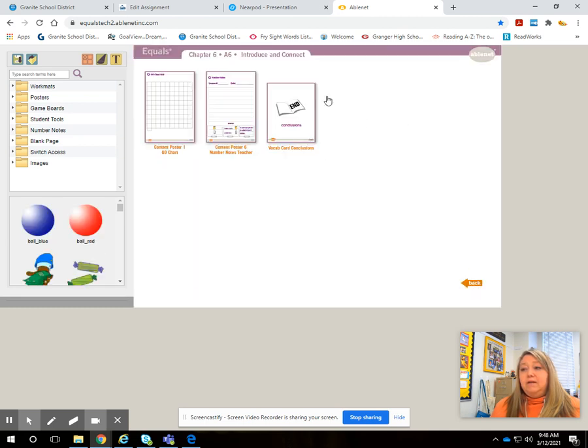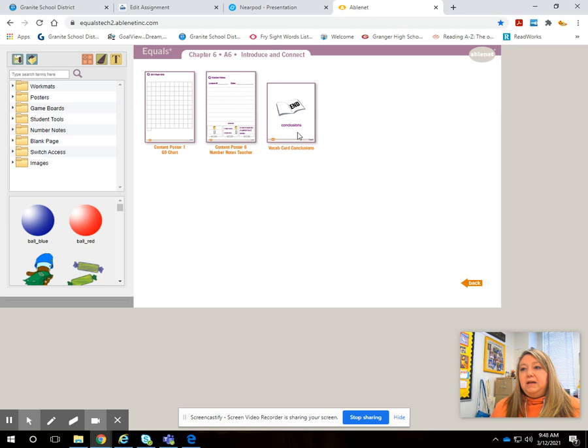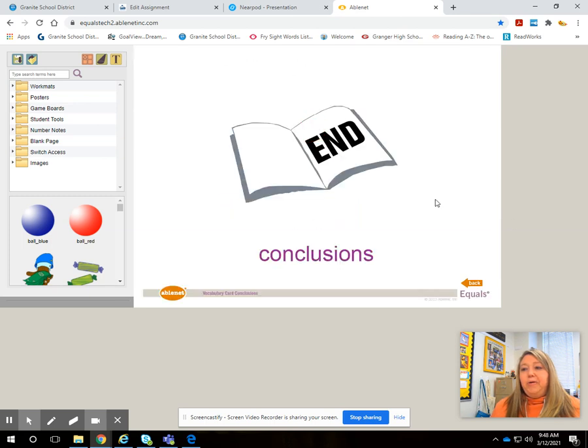Let's see if I can make this pop up though. It was being kind of finicky earlier. It doesn't want to pull up. I hope you can see the little tiny one that says conclusions, and I'm trying to make it. There we go. Conclusions.